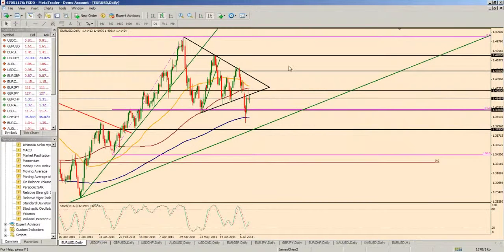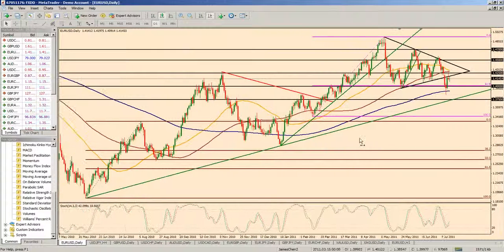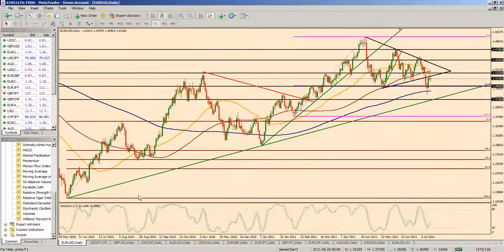Okay, this is a Eurodollar daily chart, and we're still in an uptrend here. Price action broke down below this triangle here. On that breakdown of that triangle, I was looking for 140. We hit 140. And then on a breakdown below that, I was looking for 137.50, and it was shy of 137.50. And then it popped back up.